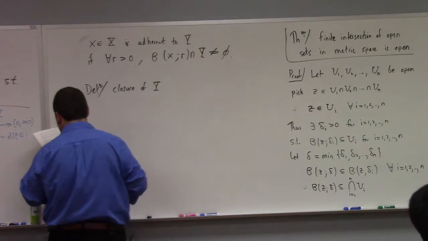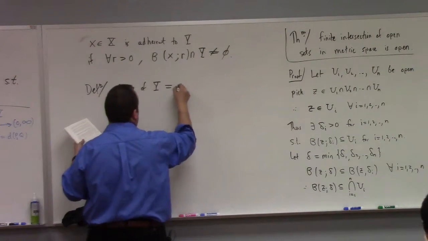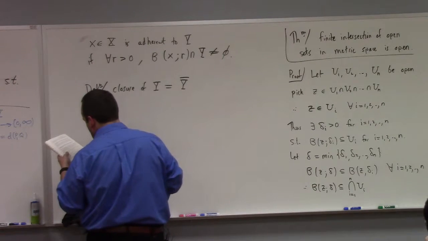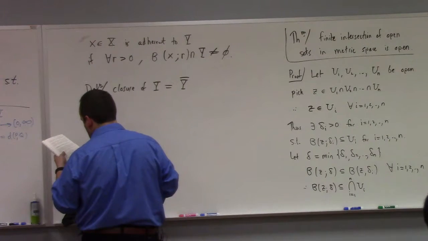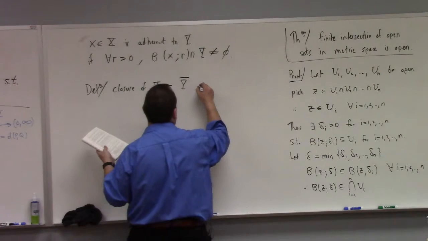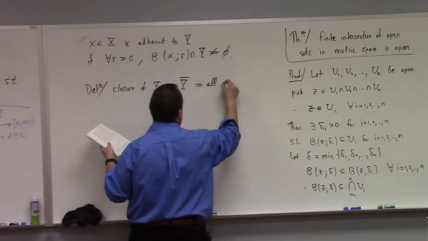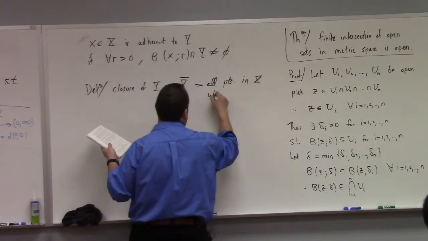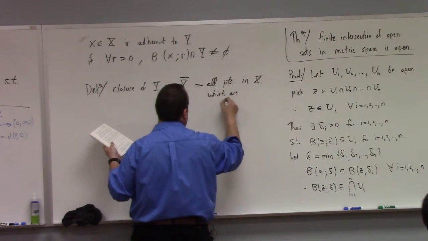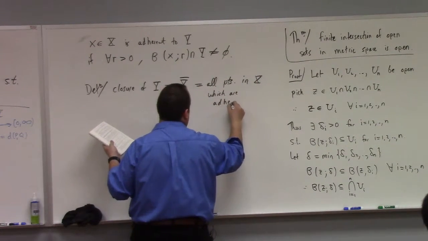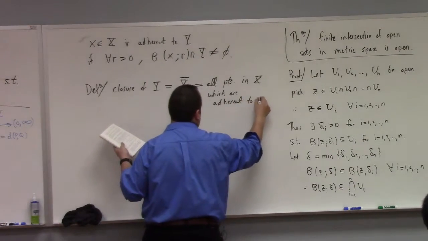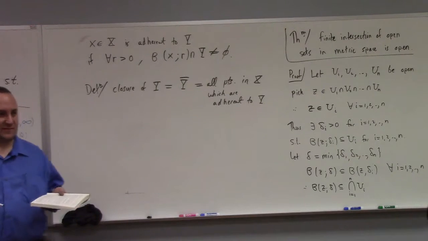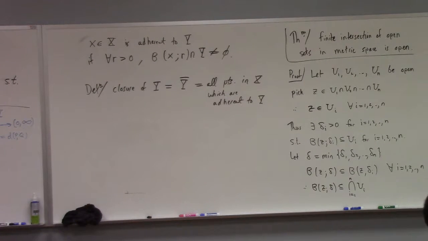What is the closure of Y? It is denoted by Y upper bar. It is all points in X which are adherent to Y. In other words, it means all points in X which are kind of stuck to Y, right? Like adhesive.